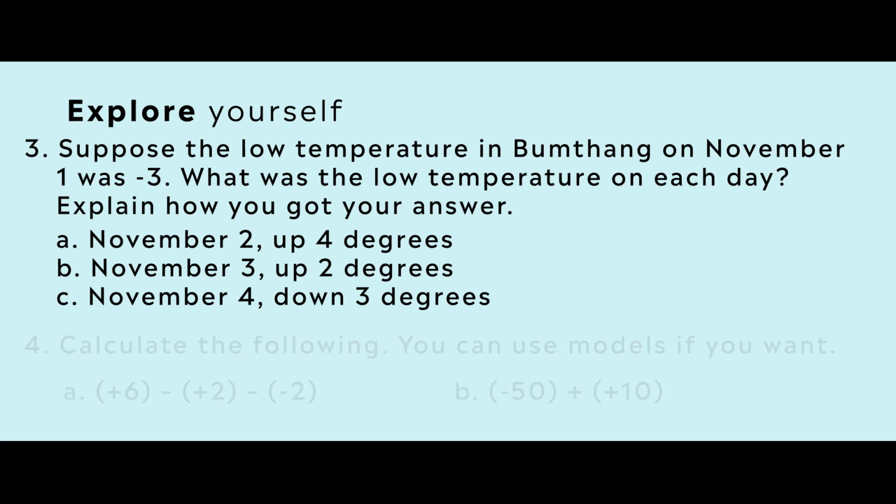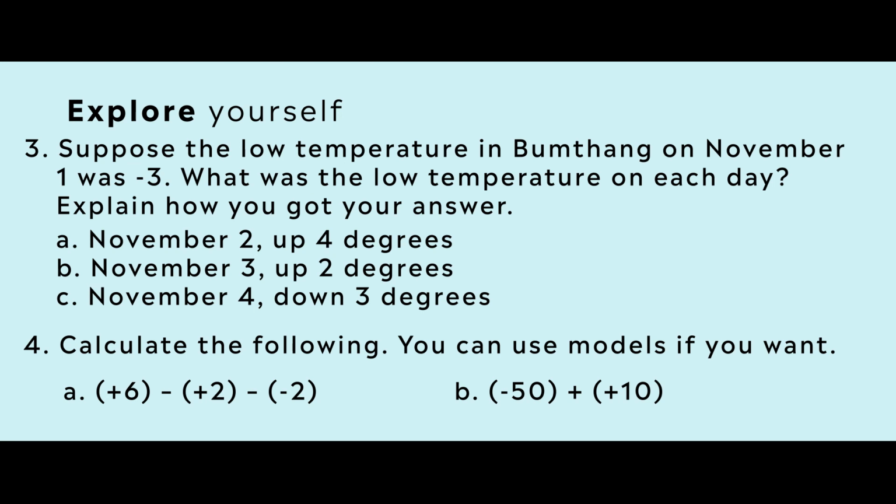Question number 4. Calculate the following. You can use models if you want. A. Positive 6 minus positive 2 minus negative 2. B. Negative 50 plus positive 10.